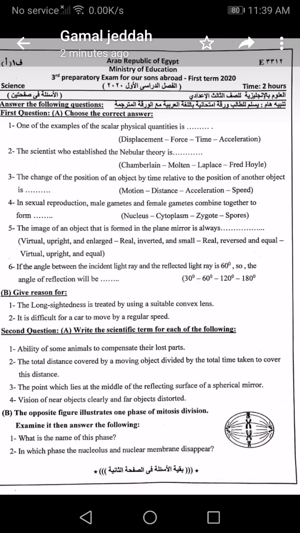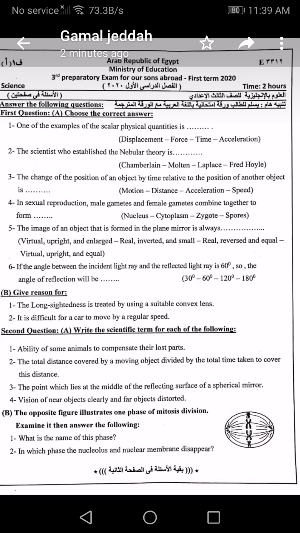Number 2, the scientist who established the nebular theory is Chamberlain, Moulton, Laplace, Fred Hoyle. The answer is the scientist who established the nebular theory is Laplace.